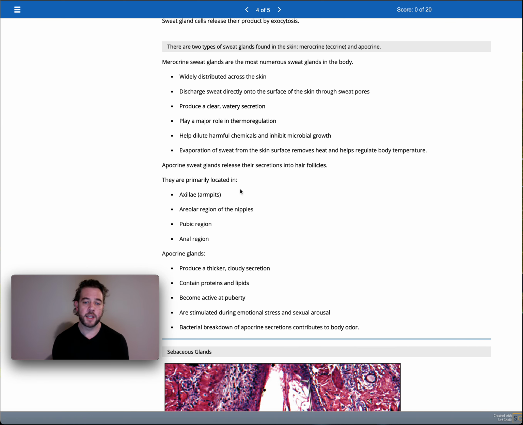Again, noticing the areas, these tend to become active and productive when we go through puberty, and part of that is because our apocrine glands are producing this thicker, cloudier secretion. The breakdown of bacteria is what contributes to odor, so regular bathing is good to make sure we're getting rid of any of those bacteria that are starting to break down and not just accumulating on ourselves or our clothes.